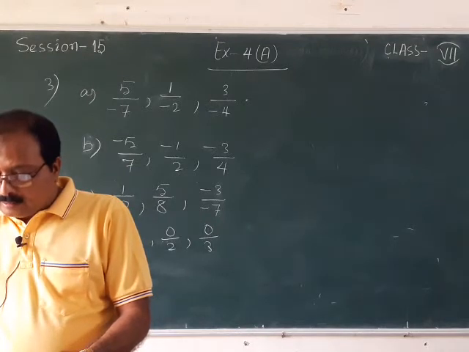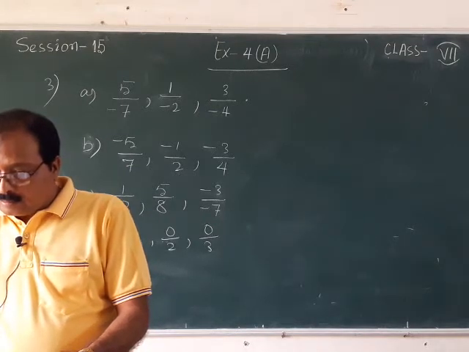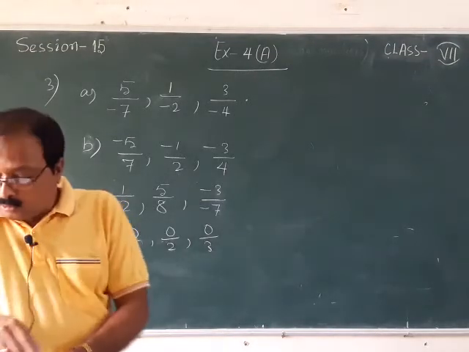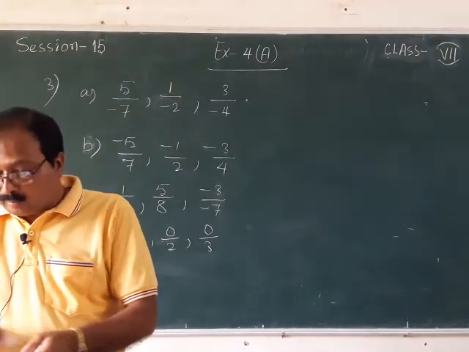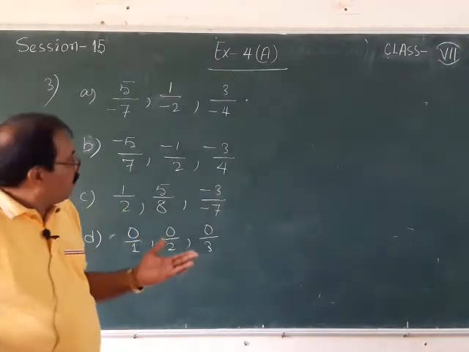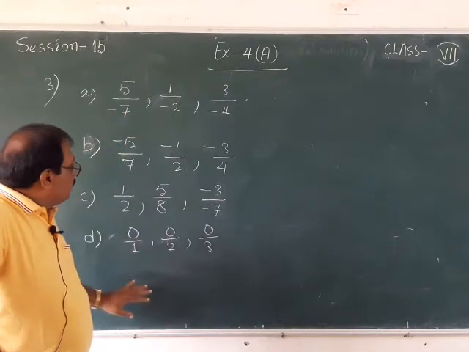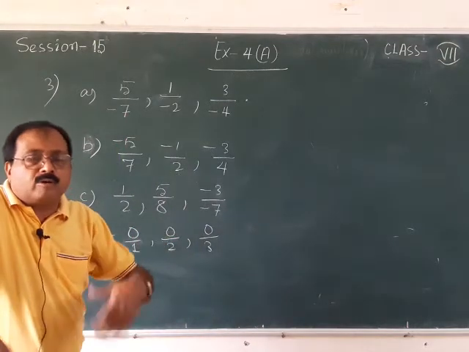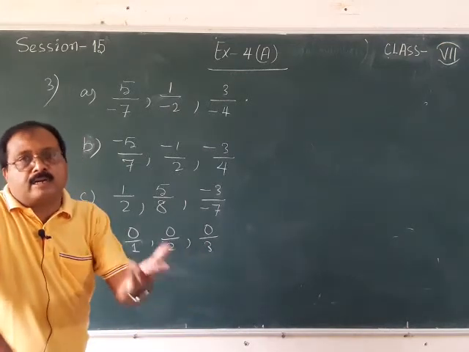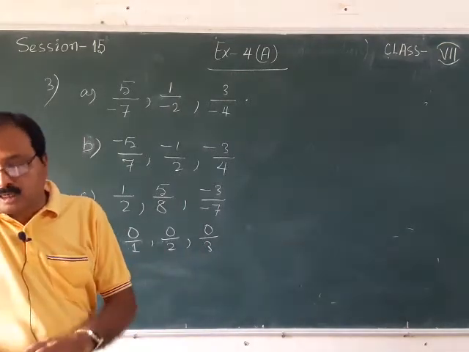You can gather this is question number 3. So infer, you can see that a rational number may be positive or negative, or it may be neither positive nor negative. This is the information you are getting from here.